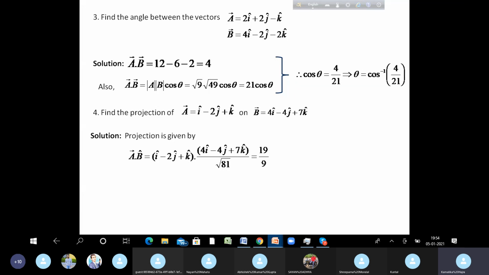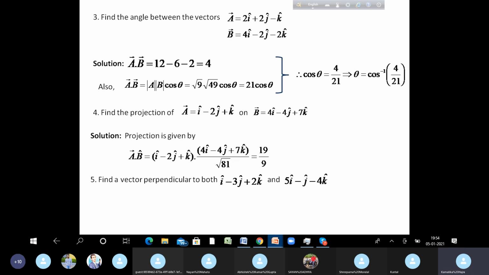So this is the unit vector along B, and then you take the dot product: 4 plus 6 plus 9, which is 19 by root 81, which is 9. Again, a very simple problem, but a very important problem. Last one. This is again very important conceptually.